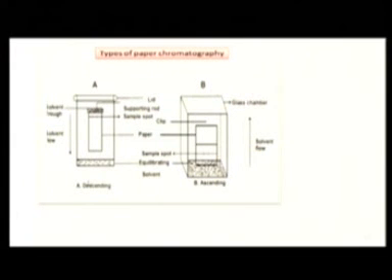For example, you can imagine this is a Whatman filter paper. On this paper we are going to mark the sample spots here, and when the solvent moves from here, this is called descending chromatography. And in the case of ascending chromatography, the sample spots will be on the bottom side and the solvent will move like this. This will be called ascending chromatography.